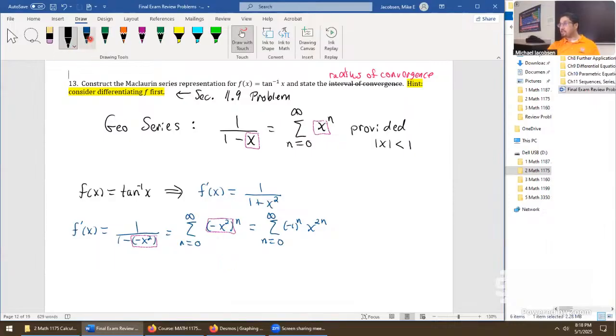Next thing we'll do is, to get this statement, we'll say provided, in absolute value, this thing, negative x squared, is less than 1. But we know solving these is usually not too big of a deal. This whole thing becomes x squared less than 1.